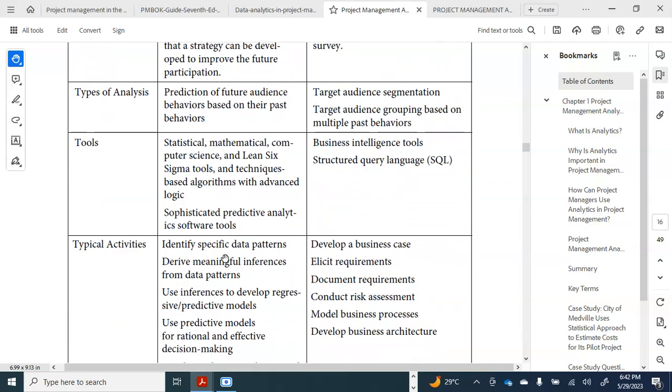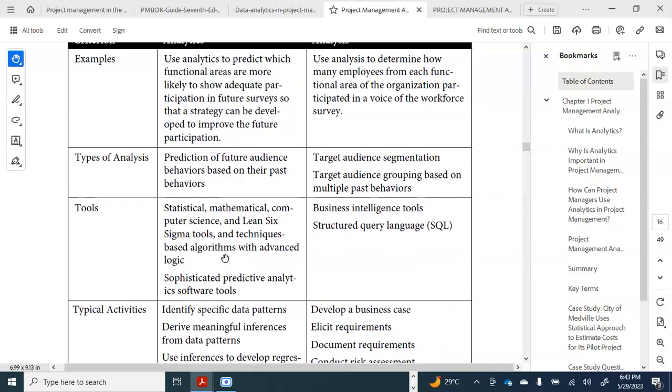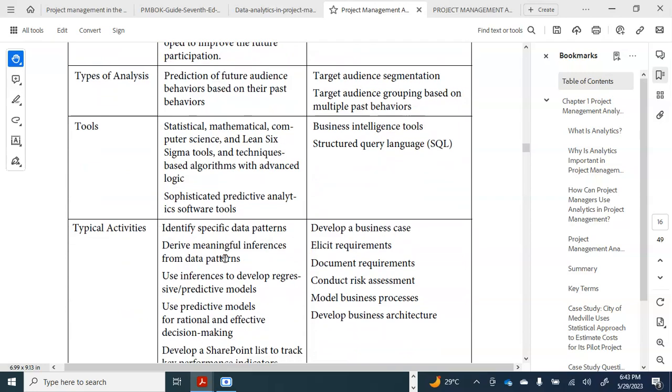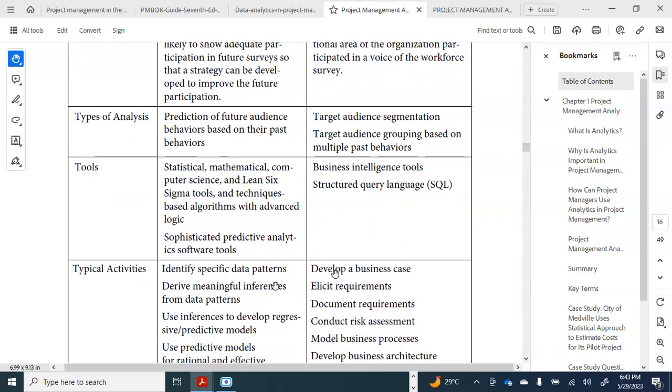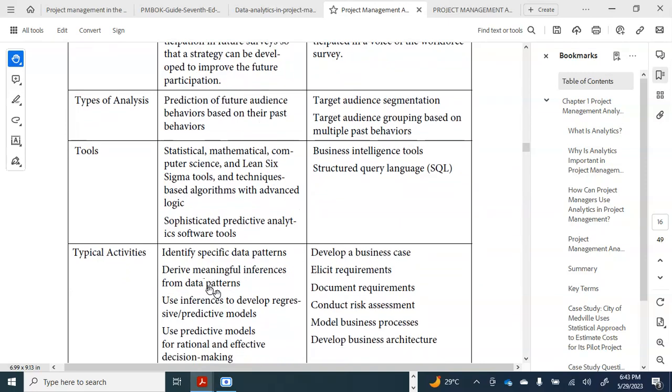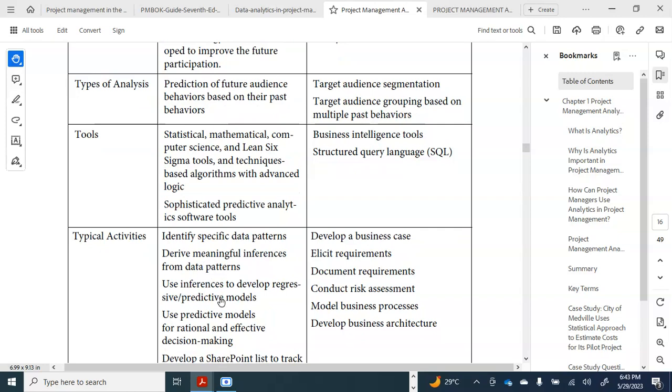So the type of activities under analysis, right? Under analytics, identify specific data patterns. Under analysis, develop a business case. Then here we have derive meaningful inferences from data patterns. Elicit requirements. Then here we have use inferences to develop regressive chart predictive models. So here we have document requirements, conduct risk assessment, model business and process, develop business architecture, right?